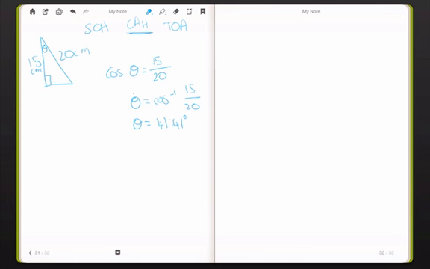So remember, all you have to do is the inverse of whatever it is. The trickiest bit is actually picking the right ratio, because if you put in sine or something here, it just wouldn't work. All right, let's have a go at figuring out an unknown side this time.